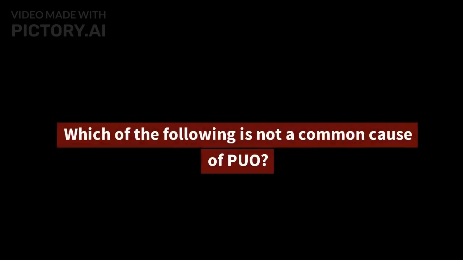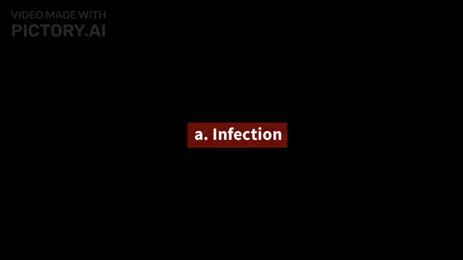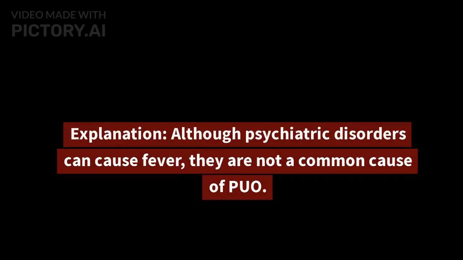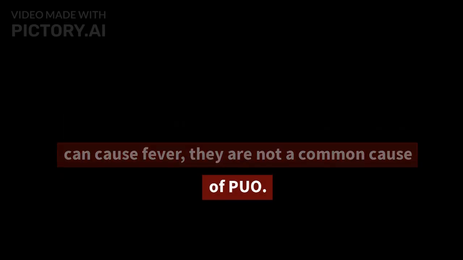2. Which of the following is not a common cause of PUO? A. Infection. B. Inflammatory disorders. C. Endocrine disorders. D. Psychiatric disorders. Answer: D. Explanation: although psychiatric disorders can cause fever, they are not a common cause of PUO.